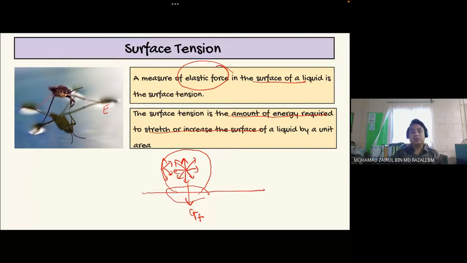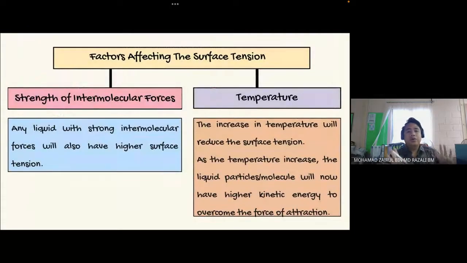Okay, any question? So we take from the next slide. Sorry, the previous slide. Ada soalan? Go to the slide. See what is the formula. Okay. No, sir. Okay.